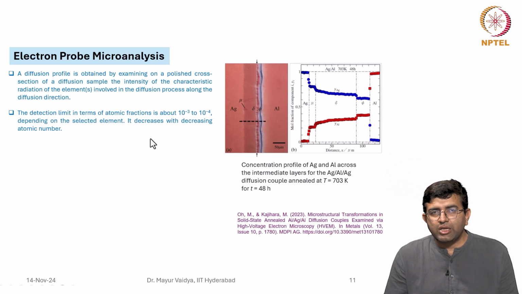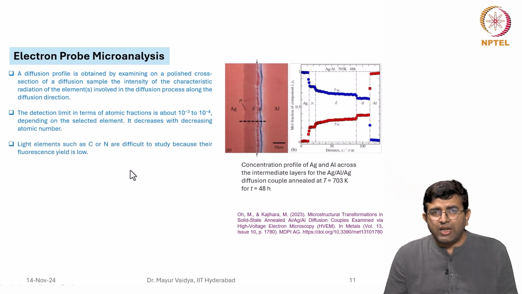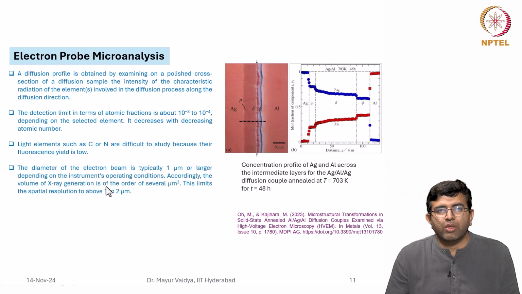So the detection limit in terms of atomic fractions is about 10 power minus 3 to 10 power minus 4. Depending upon the atomic number, it decreases with decreasing atomic number. Very light elements such as carbon or nitrogen are difficult to study. It's not impossible, but they are difficult to study because the fluorescence yield is low.